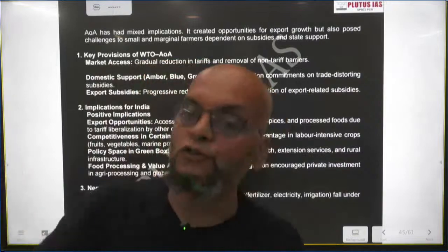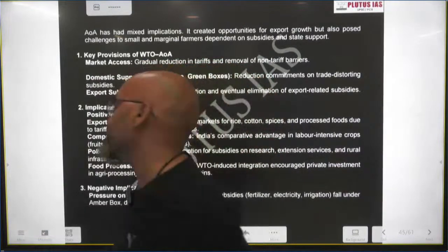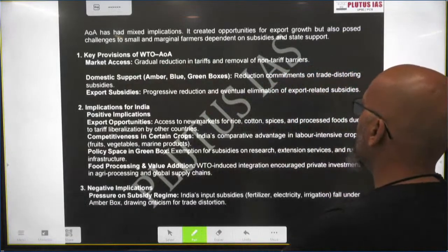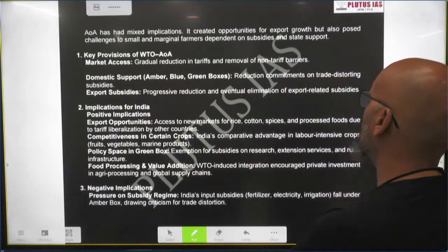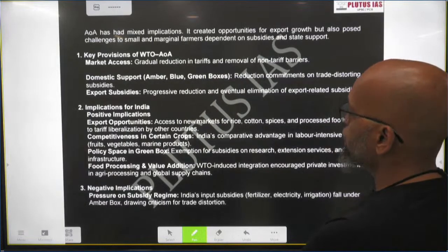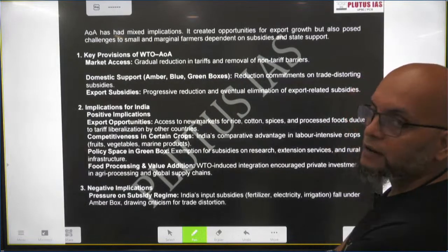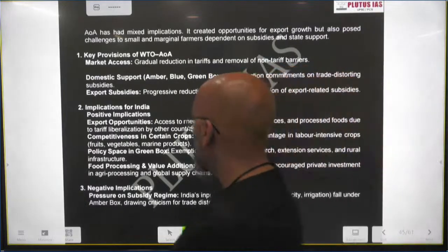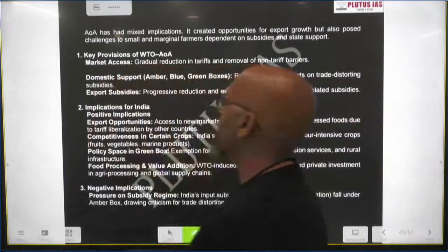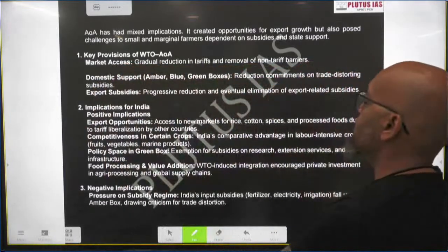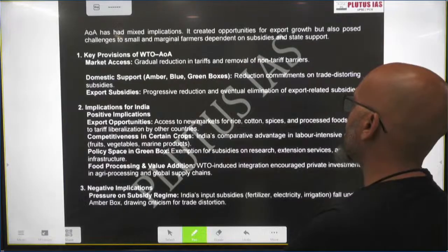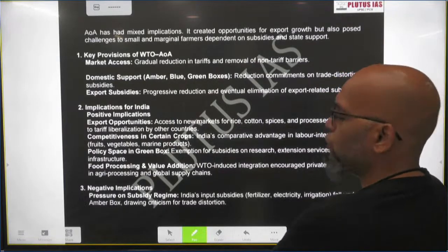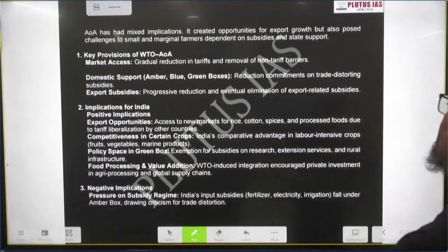So we need to give subsidies to them. We need to support them. Anyway, AOA has mixed implications. It created opportunities for export growth, but also posed challenges to small and marginal farmers dependent on subsidies and state support. Key provisions of WTO AOA: market access, gradual reduction in tariffs and removal of non-tariff barriers, domestic support, amber, blue, green boxes, reduction in commitments.